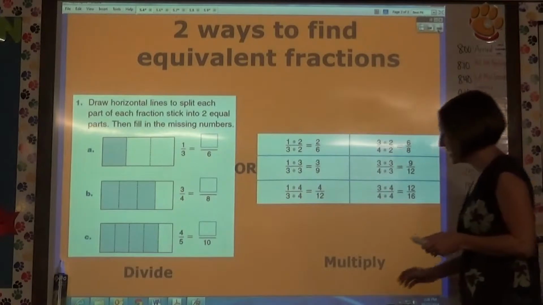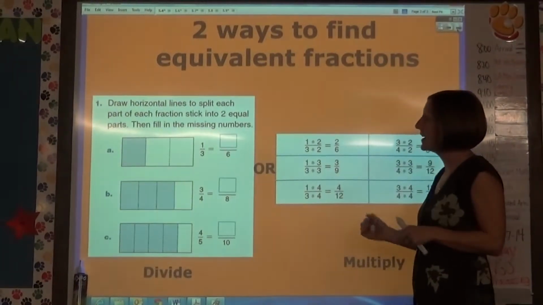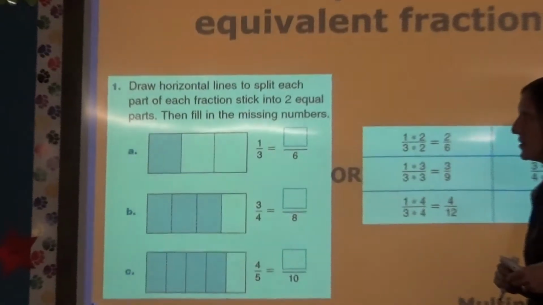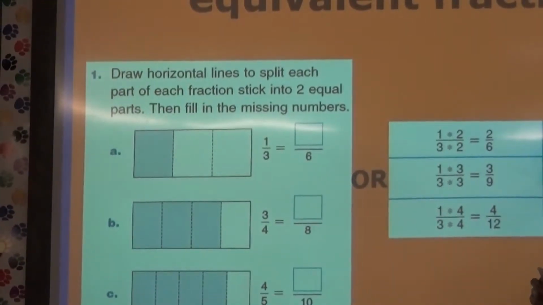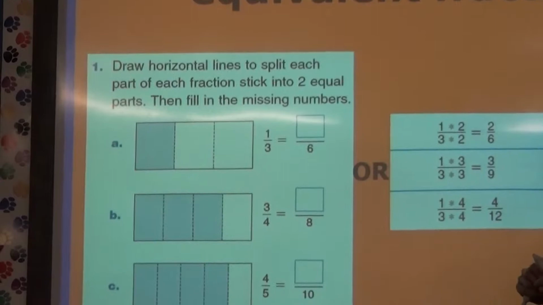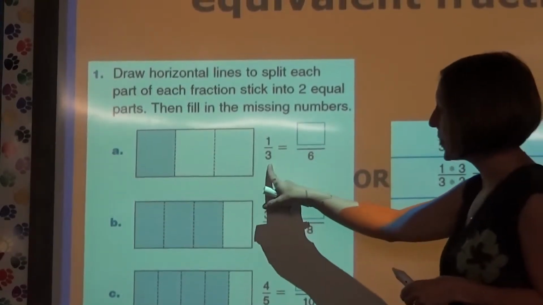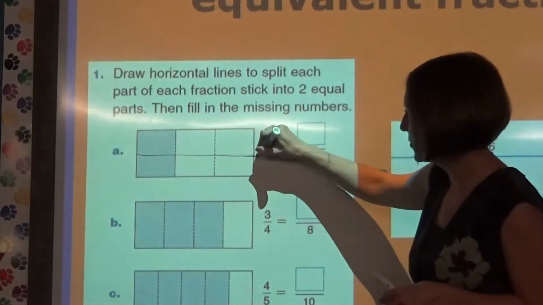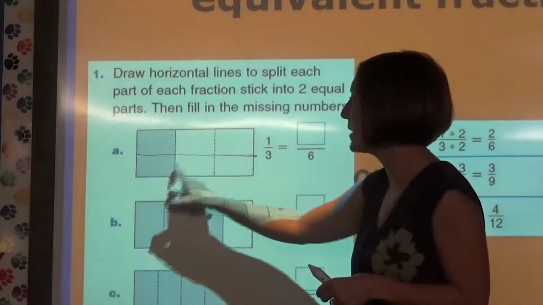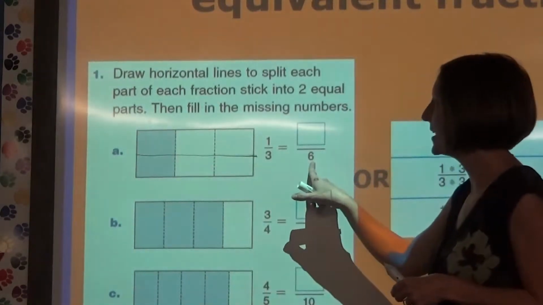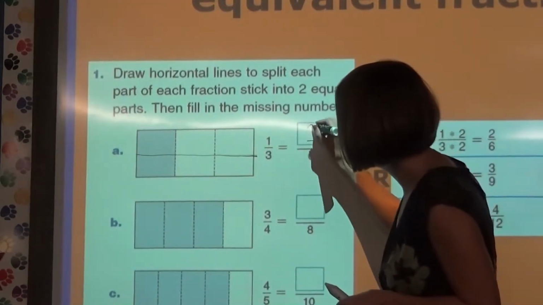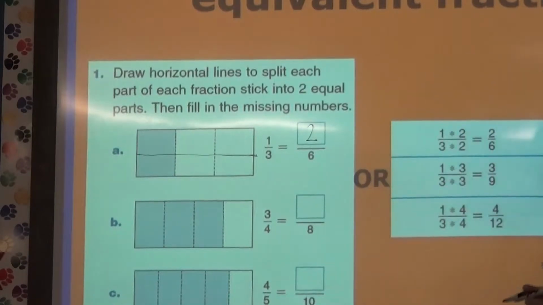So the first way you can find equivalent fractions is by dividing. The directions say draw horizontal lines to split each part of each fraction stick into 2 equal parts, then fill in the missing number. So we're starting with 1/3, but if we draw a line through our fraction stick, now we have 6 parts. Okay, that's our denominator, and 2 of those 6 parts are filled in. So 1/3 is the same as 2/6.